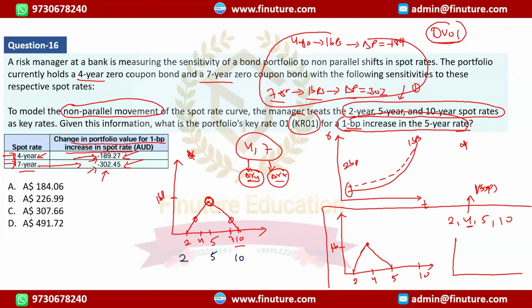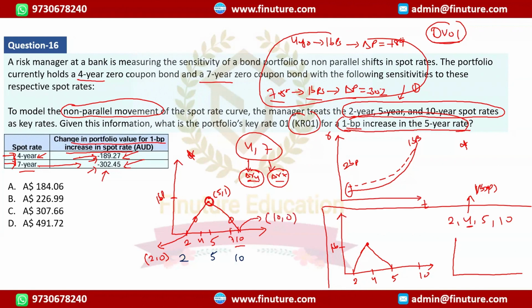So it's 5 comma whatever the rate was there plus 1 basis point. Very good point, Nilesh. But for the sake of understanding, let's write it as 5 comma 1. And what about this other point? Can anyone tell me the coordinate here? It's 2 comma 0, where the y value is 0. And the coordinate here is 10 comma 0.